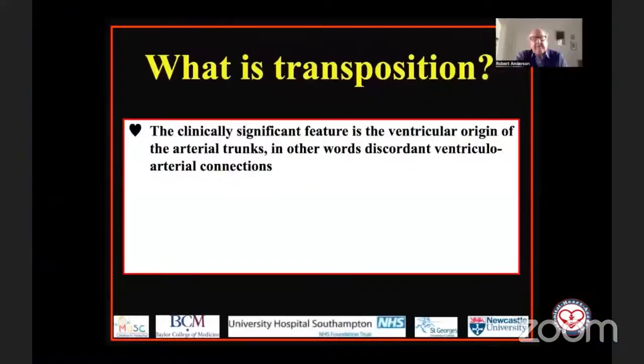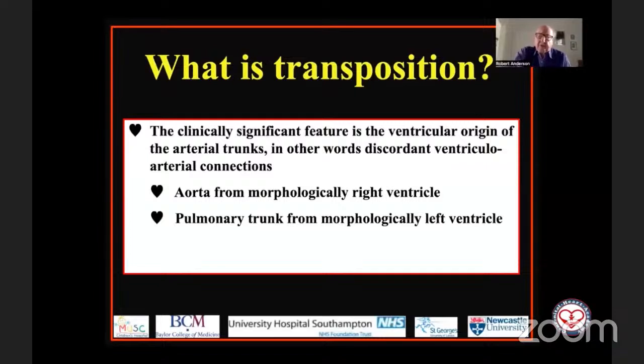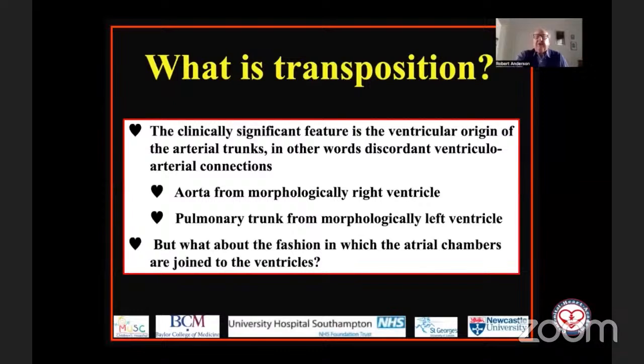So the clinically important feature, I hope we will all agree, is the ventricular origin of the arterial trunks. In other words, discordant ventricular arterial connections. We've now emphasized that to you. The aorta is arising from the morphologically right ventricle. The pulmonary trunk is arising from the morphologically left ventricle. But what we haven't mentioned thus far is the influence of the connection between the atrial chambers and the ventricles.